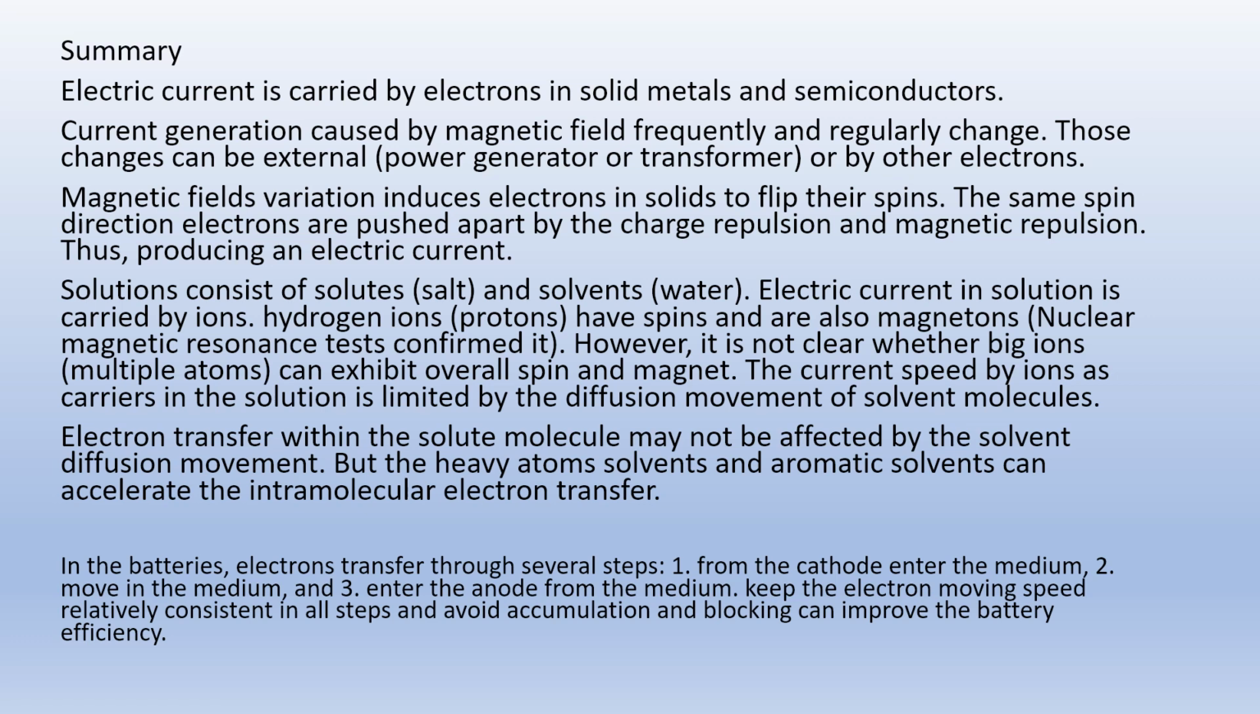In the batteries, electrons transfer through several steps. 1. From the cathode, solid, enter the medium, solution. 2. Move in the medium, solution. And 3. Enter the anode, solid, from the medium, solution. Keep the electron moving speed relatively consistent in all steps and avoid accumulation and blocking can improve the battery efficiency.